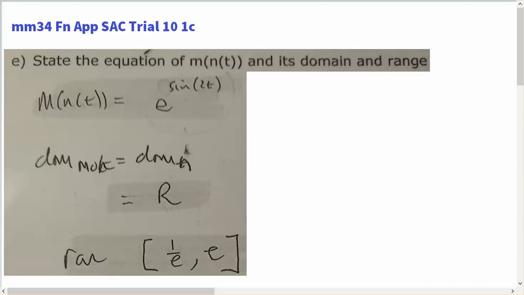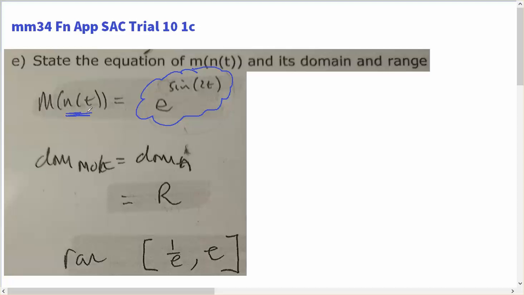This is for Year 12 Methods. It's Trial 10, 1C from the Functions Applications SAC concerning composite rules, composite functions and working out domain and range. So this is going to be my composite function, e to the sine of 2t.